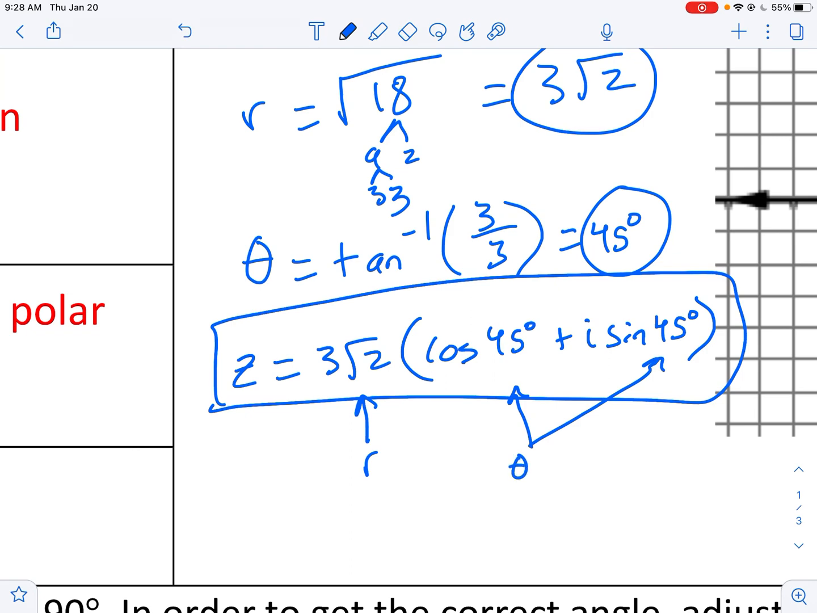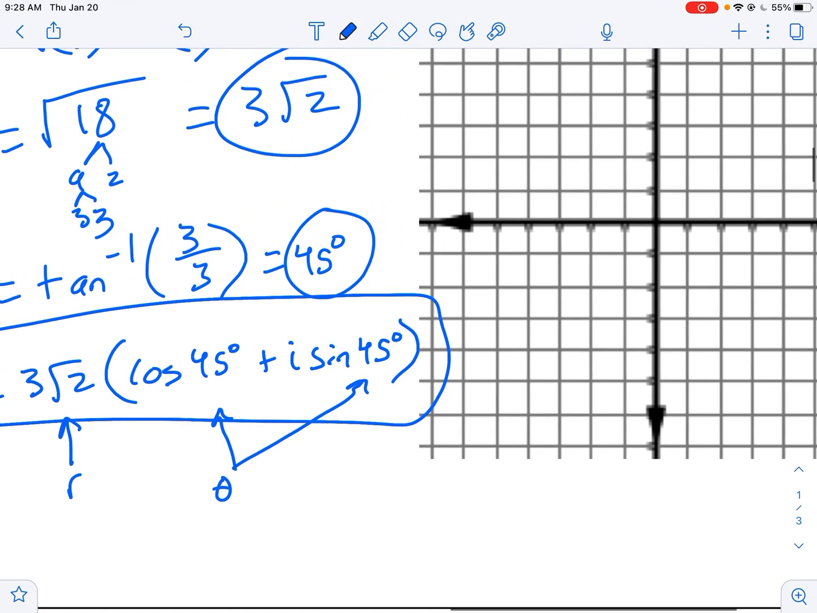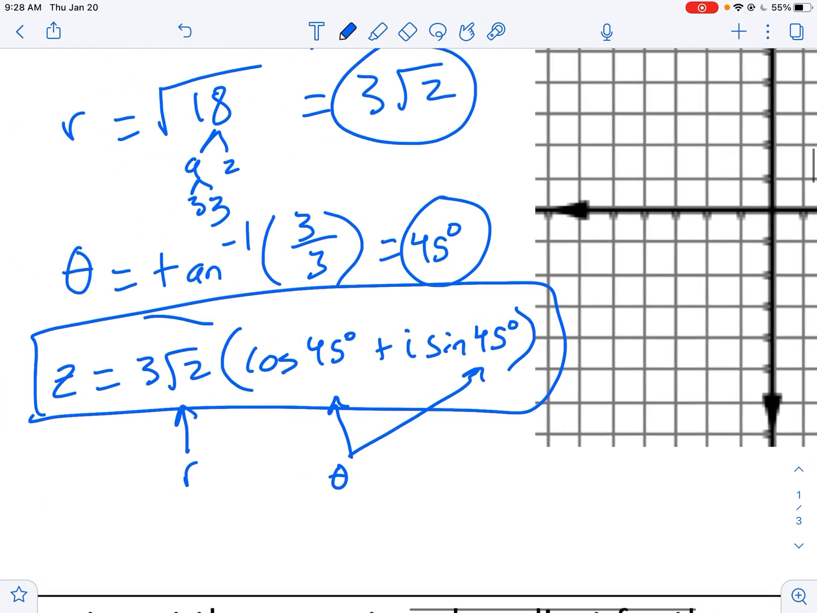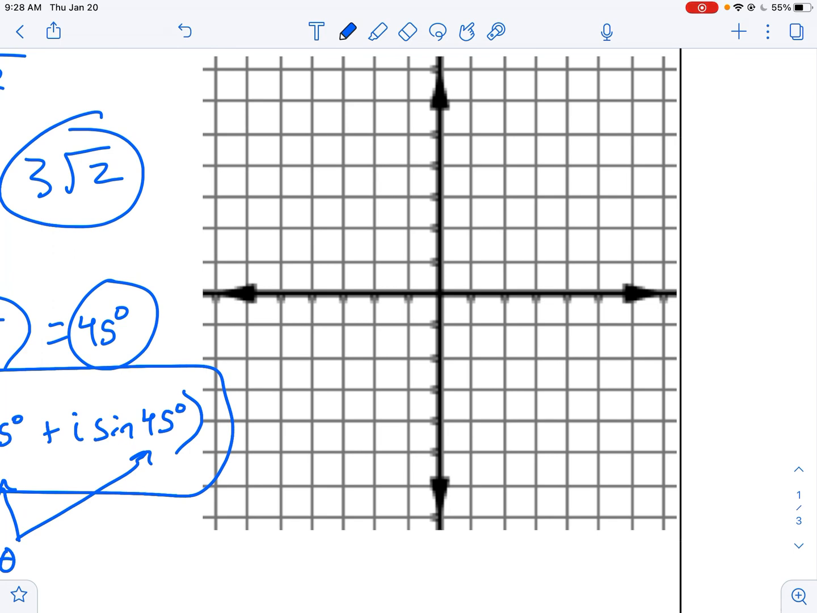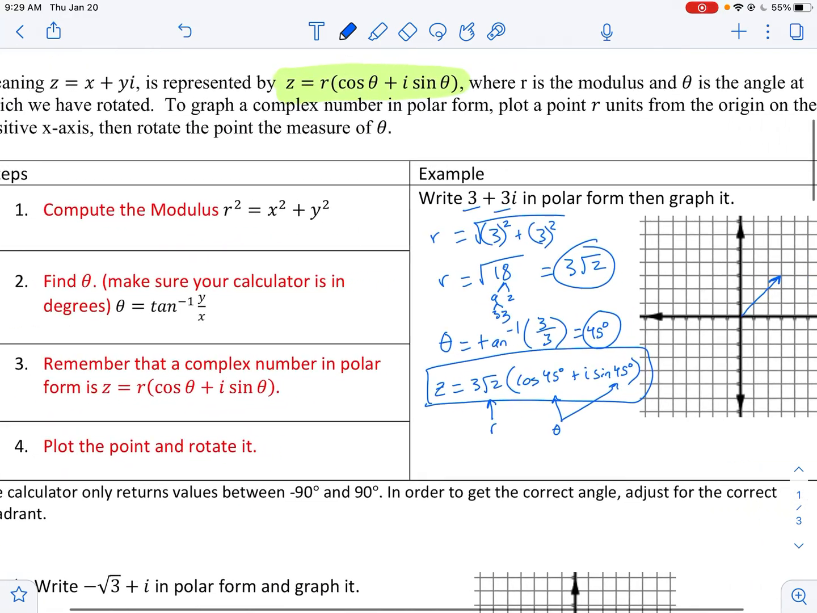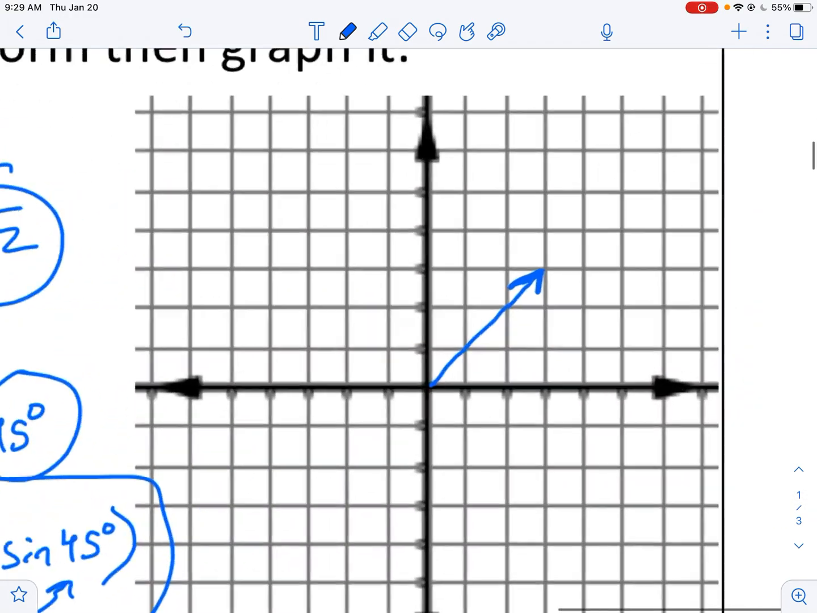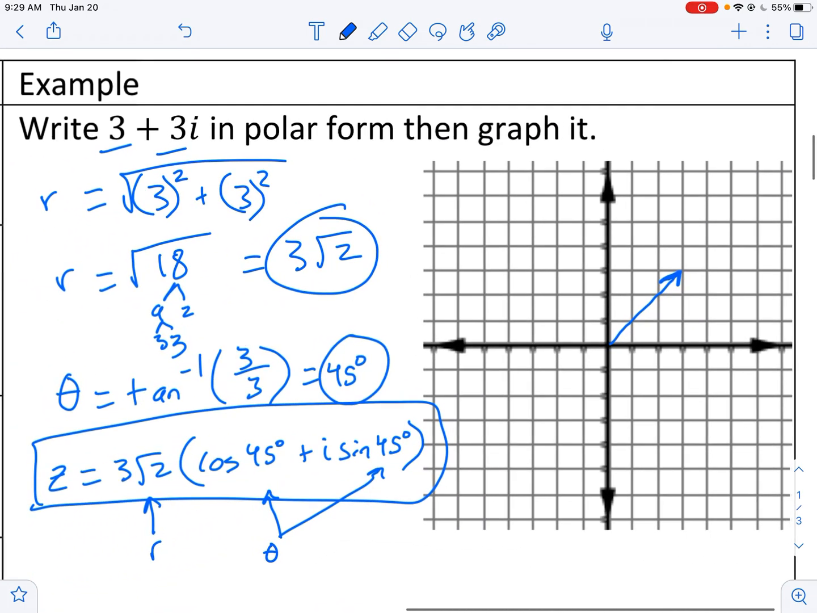Okay, and so now we can graph this. We're going to go out 3 root 2 and go at a 45 degree angle. So 45 degrees is out this way, and come on up here, and this can be 3 root 2, and hooray, we did it. Ta-da! That's the graph there, which should match up with what we expected. Right, you go to 3, 3, and that's what it is.